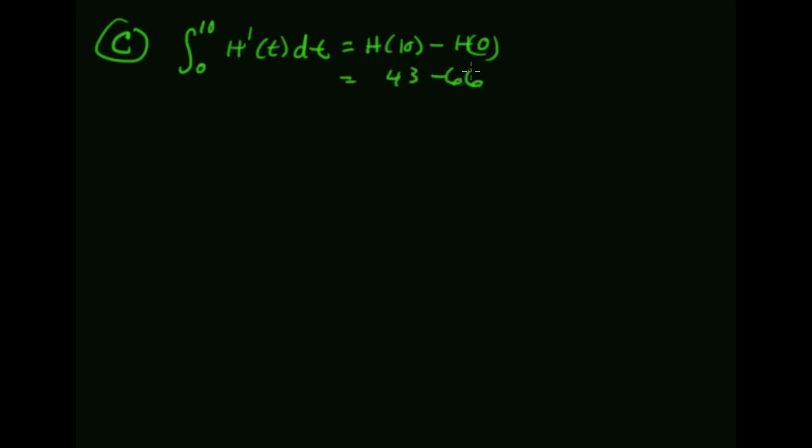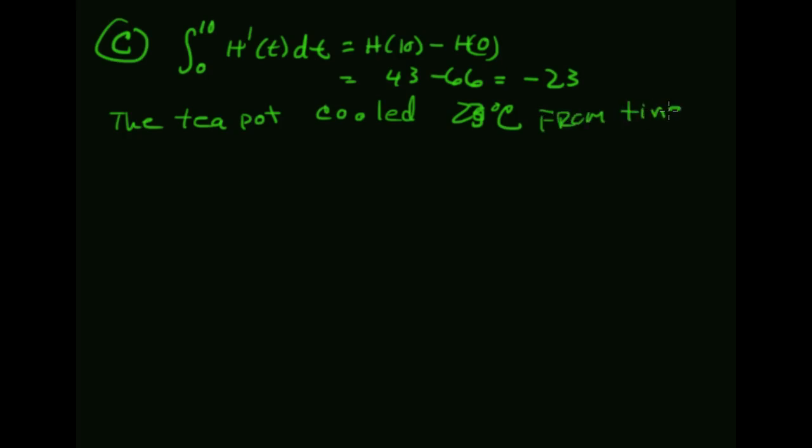Part C gives us the expression, the integral from 0 to 10 of h prime of t dt. It tells us to calculate this and then explain the answer. So this is the same as h of 10 minus h of 0, which is 43 minus 66, which is negative 23, which means the teapot cooled 23 degrees Celsius from time t equals 0 to time t equals 10 minutes.